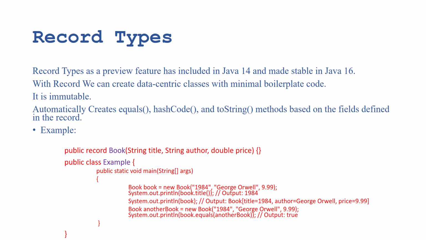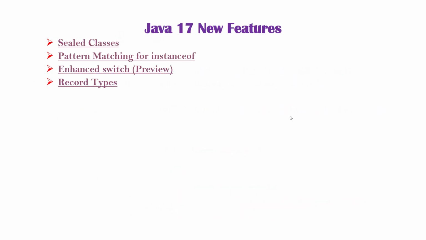This record type has removed this overhead of boilerplate code. It is immutable, and it can automatically generate equals, hashCode, and toString methods for us. You can see in the example, this is a single statement: record Book. It has properties with their data types, and it achieves all this in a single statement, and we can use this record in our example class. You can see this is the record creation with the name Book, and we are using this Book record. So this is about record type.